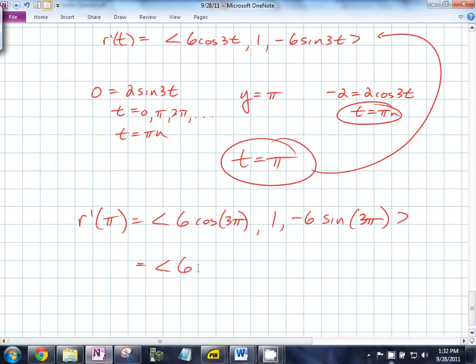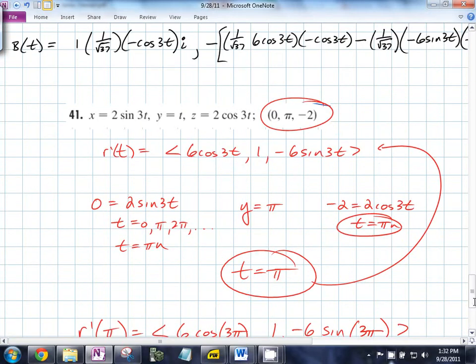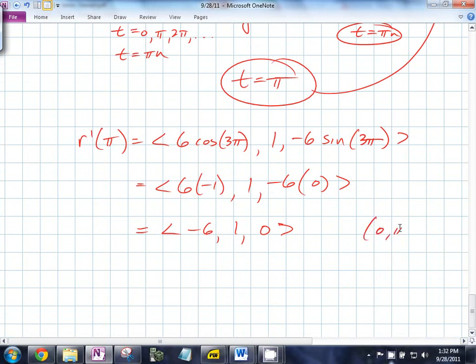So what's the equation going to be? Negative 6 times x minus 0, plus 1 times y minus pi, plus 0 times z minus what? Z plus 2, yes, I understand.